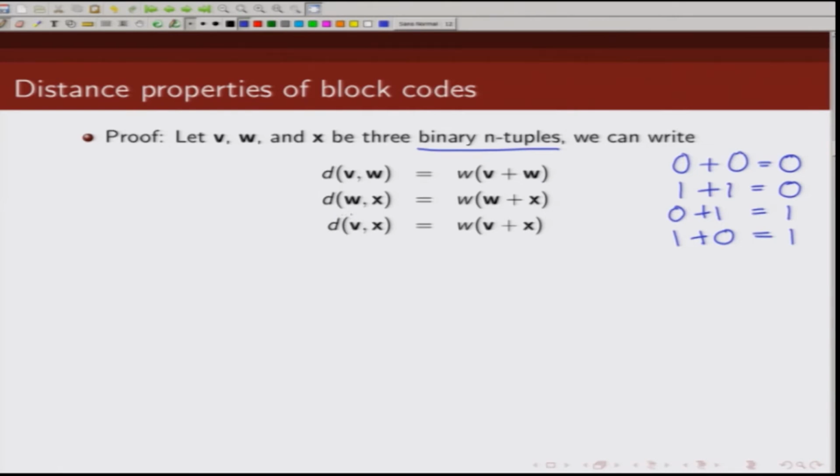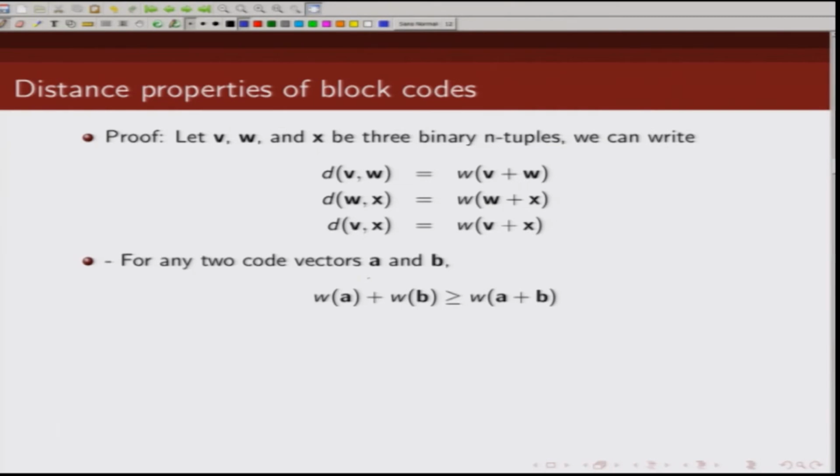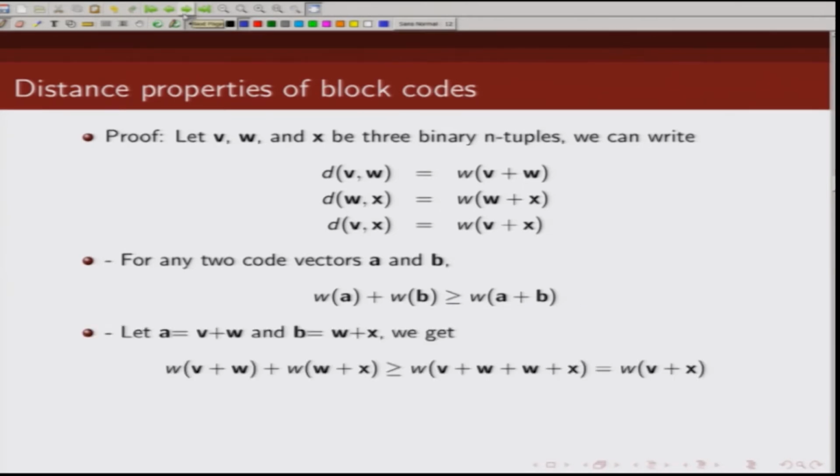Similarly, we can write the Hamming distance between W and X as the weight of W plus X, and the Hamming distance between V and X as the weight of V plus X. So, if we have two code vectors A and B, we know the weight of A plus the weight of B is greater than or equal to the weight of A plus B. Only when the ones in A and B are non-overlapping is this going to be equal, otherwise the weight of A plus the weight of B will be greater than the weight of A plus B. Now, let us choose our A and B wisely.